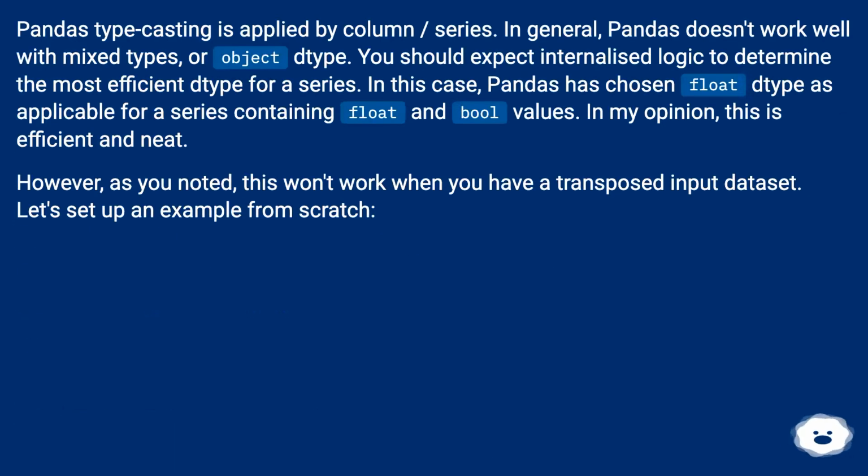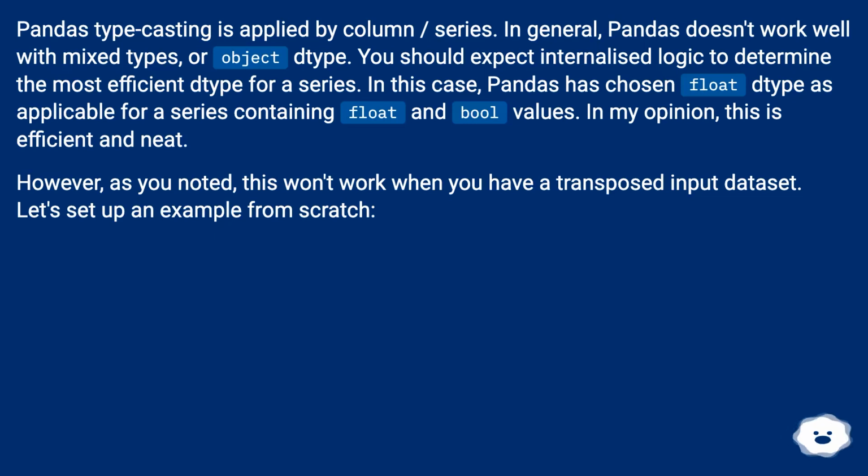Pandas typecasting is applied by column, series. In general, pandas doesn't work well with mixed types, or object dtype. You should expect internalized logic to determine the most efficient dtype for a series. In this case, Pandas has chosen float dtype as applicable for a series containing float and bool values. In my opinion, this is efficient and neat.